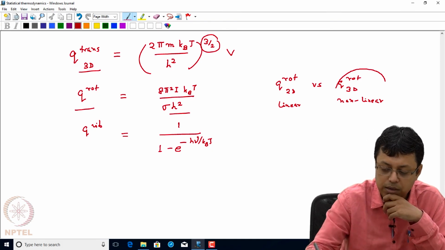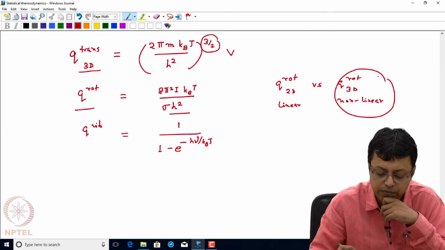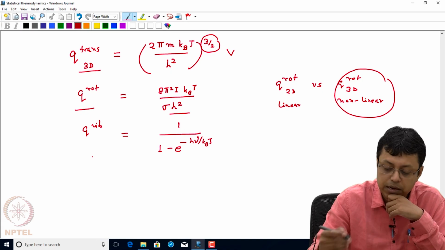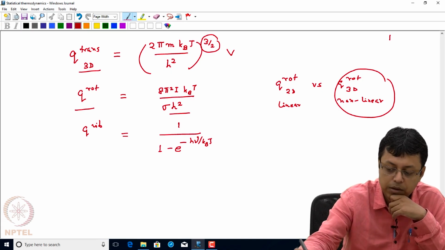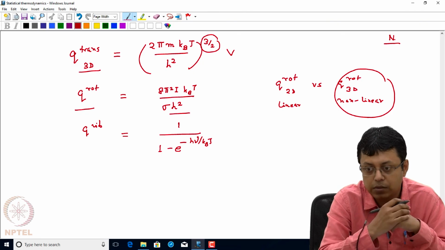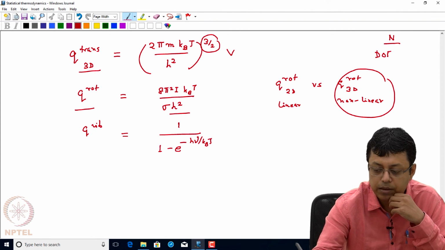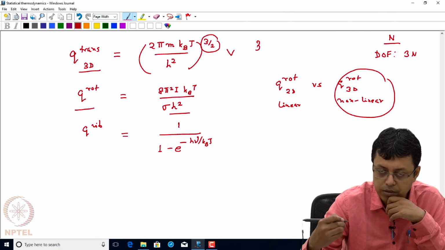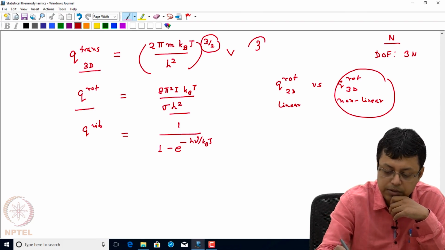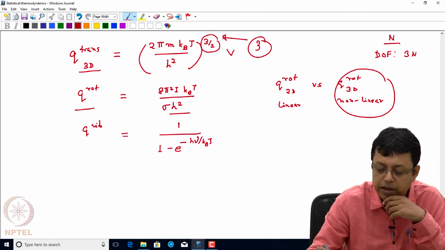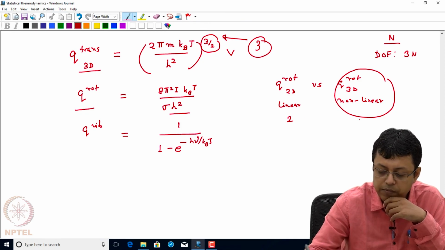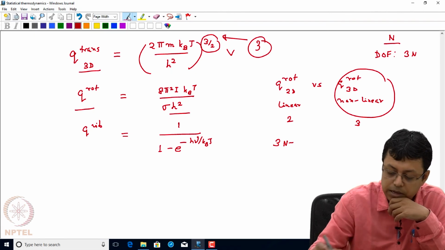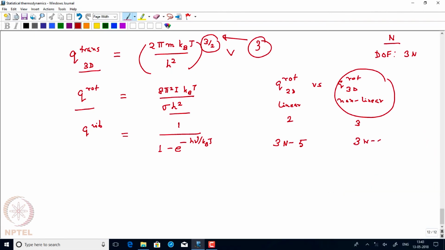So you'll be asked to calculate the 3D rotational partition function, and then you have vibration. But for vibration, suppose my system is an n particle system, where each molecule has n atoms. Then the degrees of freedom will be 3n. So there will be 3 translations, and depending on whether the molecule is linear or nonlinear, I can have 2 or 3 rotational degrees of freedom. So we'll have 3n minus 5 or 3n minus 6 vibrational degrees of freedom.